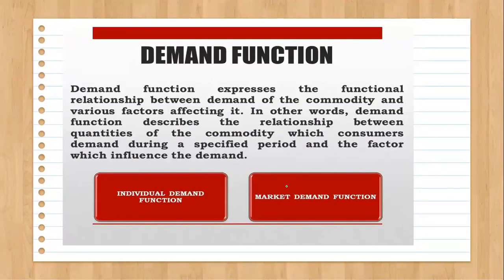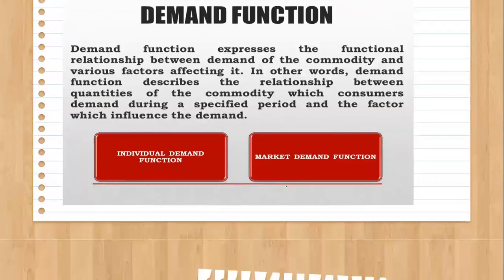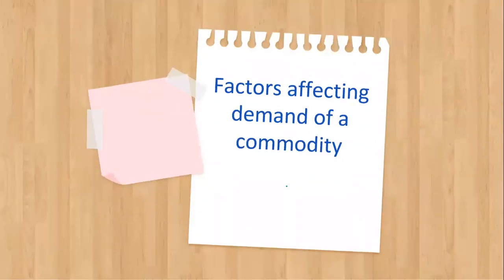So we are adding horizontally. The next comes your demand function. When we hear the term function, it means the functional relationship between the demand of the commodity and various factors affecting it. In reality, there are n number of factors which actually affect the demand of any commodity, right? From that, we have the individual demand function and the market demand function. Now, we have to see what are the factors which affect the demand of a commodity. So let's see.